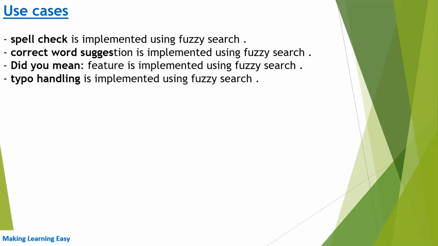These are some use cases of fuzzy search. You will find these use cases in e-commerce websites or any other website where any type of search is available: spell check, correct word suggestion or auto suggestion, the did you mean feature, and typo handling. All these features are implemented with the help of fuzzy search.